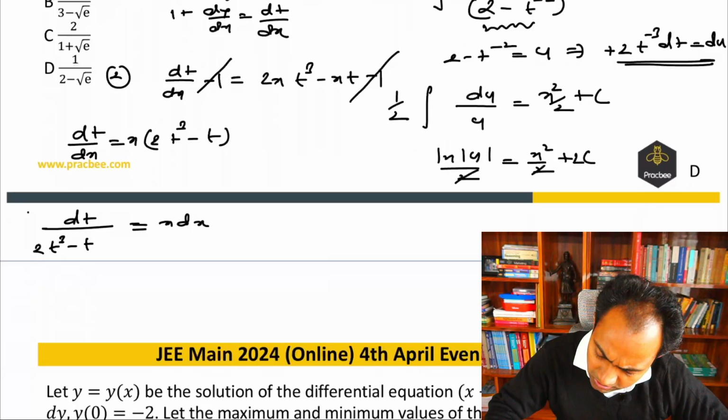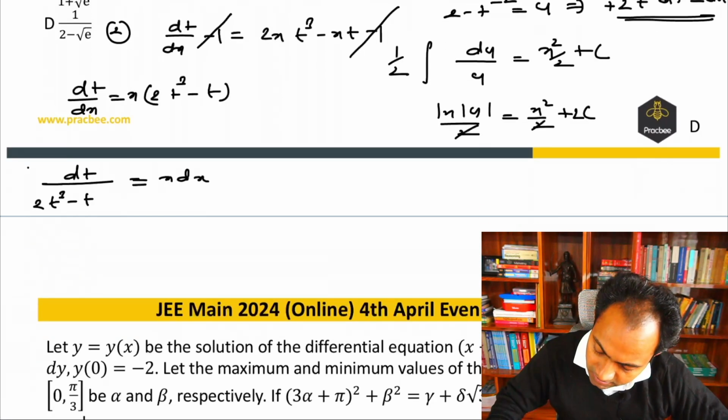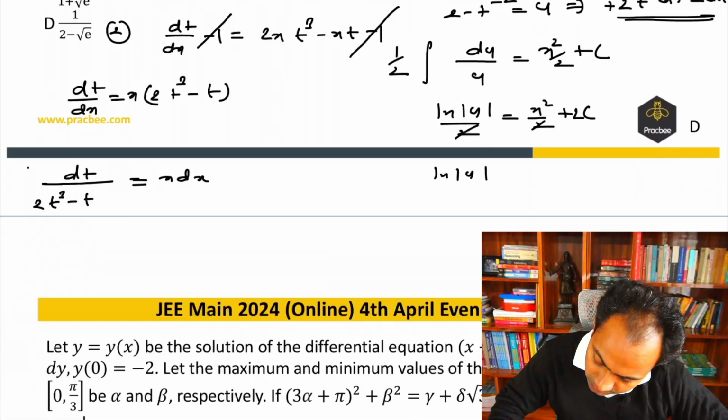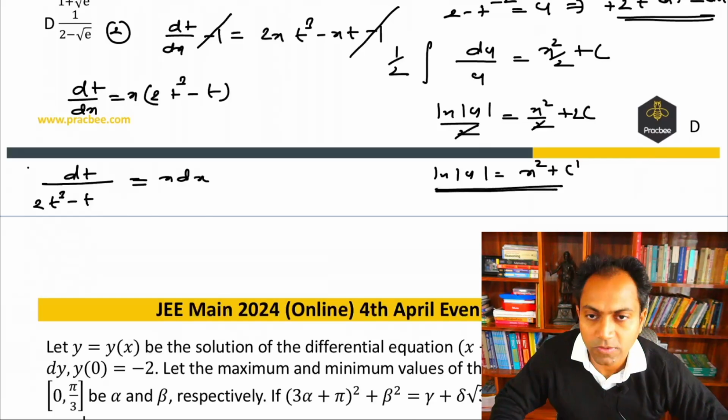But see, in a constant, writing one more constant does not make sense. Or if you are not comfortable with this, then you can also write it as x square plus some new constant c dash. This is what we are getting.